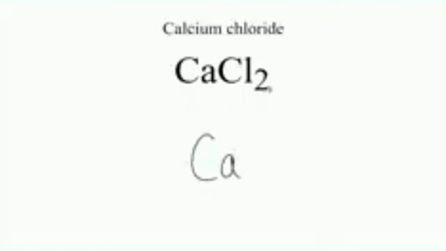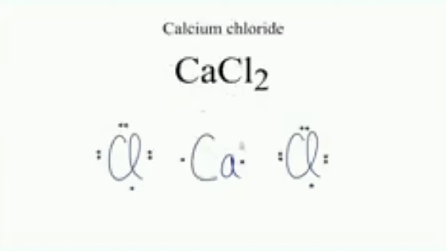We know that the calcium has 2 valence electrons because it's in group 2 in the periodic table. And chlorine, just like before, is in group 17 or 7A, so it has 7 valence electrons. The metal will transfer electrons to the nonmetals. So one will go here to give an octet, and then one goes here, and now since the calcium lost 2 valence electrons, it has a 2 plus charge.